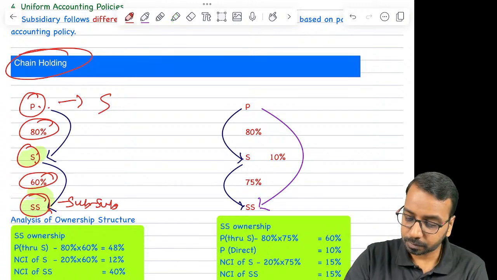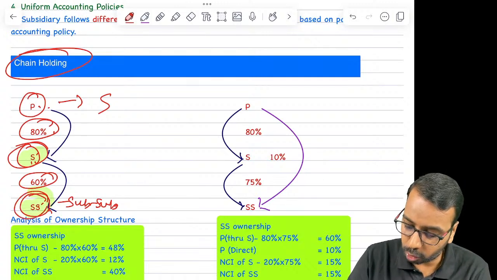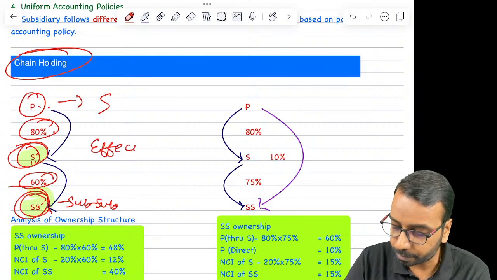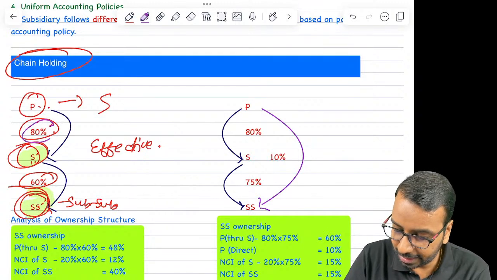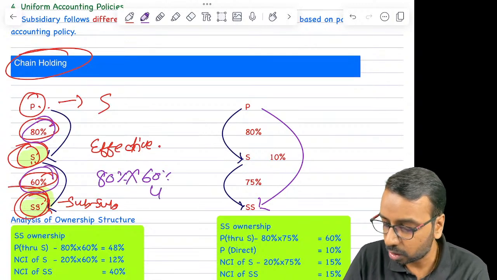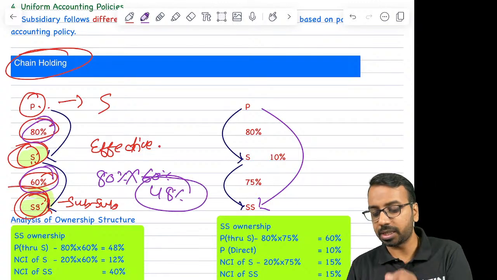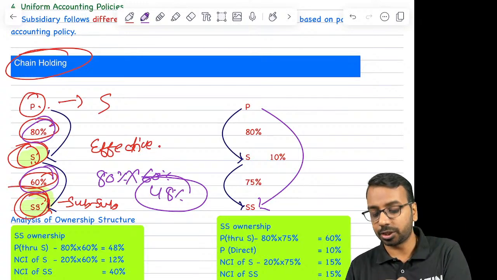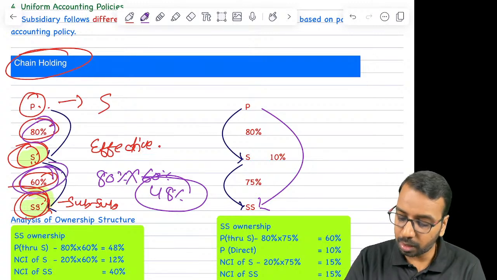Now if parent has 80% in S, this we know how to consolidate. How do we consolidate this sub-subsidiary? So you have to see what is the effective control. Effective control is 80% of 60%, that is only 48%. Sir, but with 48%, how do we get control? See, that 48% is for the purpose of consolidation. For the purpose of control, you actually control 60%.